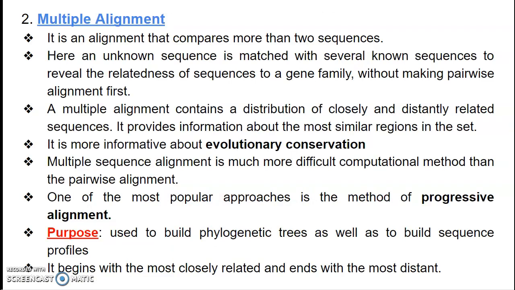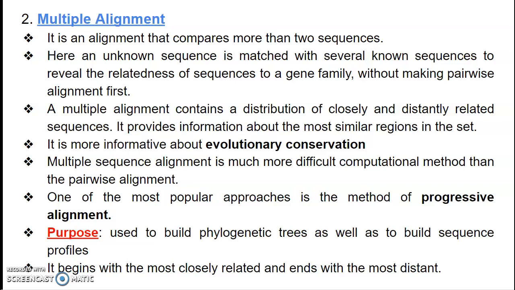Next is multiple alignment. As the name indicates, more than two sequences are aligned one by one, one below the other, to find the similarities. So in simple words, we are comparing an unknown sequence with more than one known sequence, to reveal a relatedness between the sequences. And here we can see that a multiple alignment contains a distribution of closely related sequences, since we are not comparing it with a single known sequence, we are comparing it with a group of sequences.